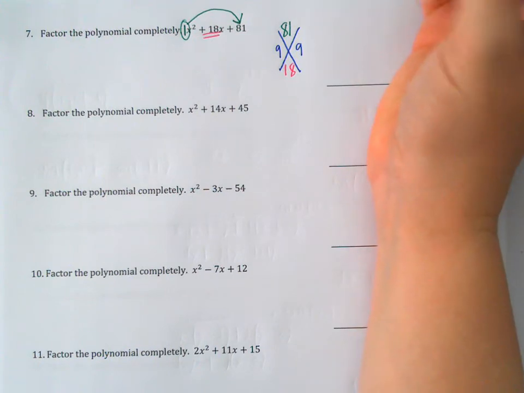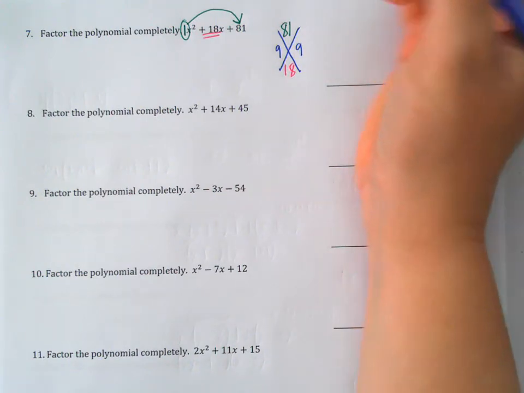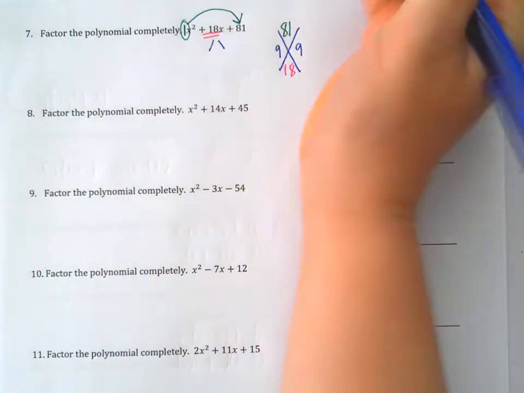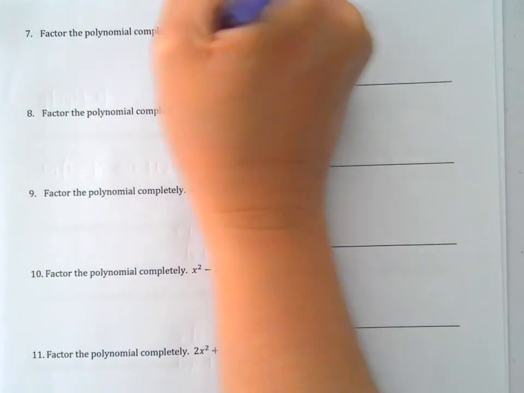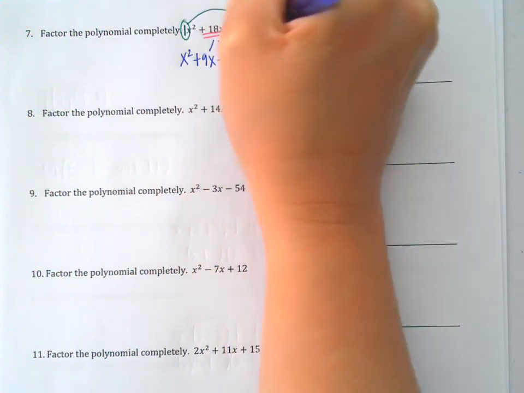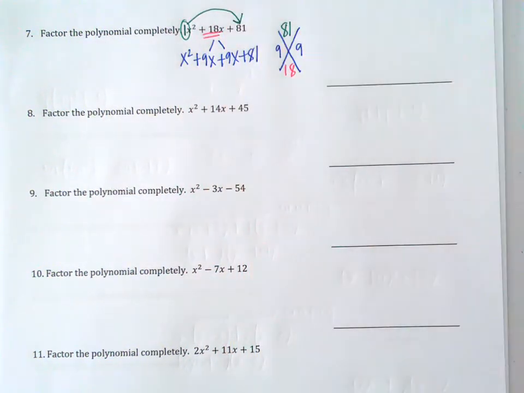Now remember, I'm going to start by showing you splitting the middle term, and then a few of these I'm going to show you the shortcut. So if I split the middle term, x squared stays the same, and 18x splits up to be 9x and 9x. And then 81 stays exactly the same.